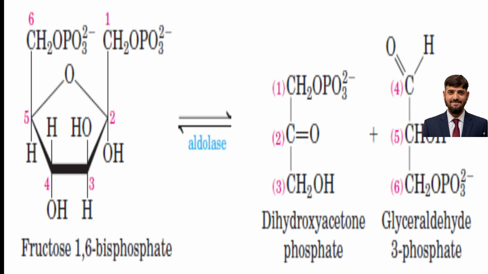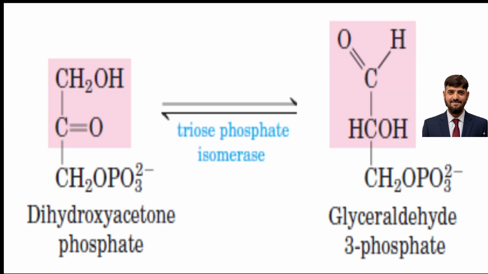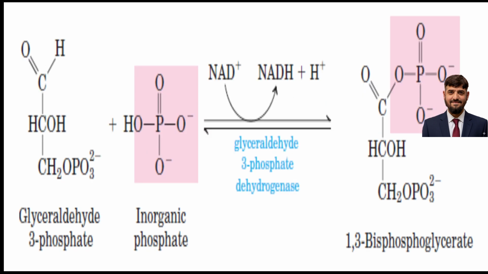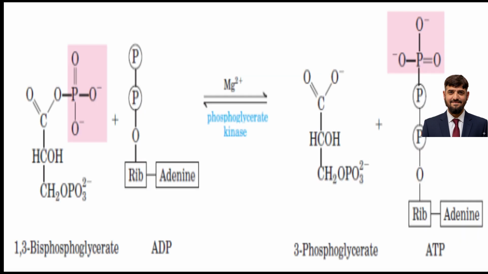The dihydroxyacetone phosphate is further converted into glyceraldehyde 3-phosphate by the triose phosphate isomerase enzyme. The glyceraldehyde 3-phosphate is converted into 1,3-bisphosphoglycerate by the enzyme glyceraldehyde 3-phosphate dehydrogenase, which removes hydrogen from the glyceraldehyde 3-phosphate and adds it to the NAD, converting NAD into NADH.